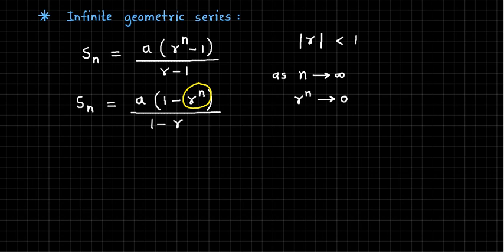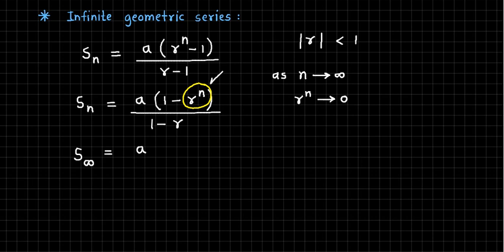Say r could be 1 by 2 or 1 by 3 and so on. So if a number is numerically less than 1, as we take successive powers of that number, they will give us smaller and smaller numbers. So hence, in the limiting condition, r raised to n will tend to 0. So therefore our formula, when n approaches infinite number of terms, will change to a.